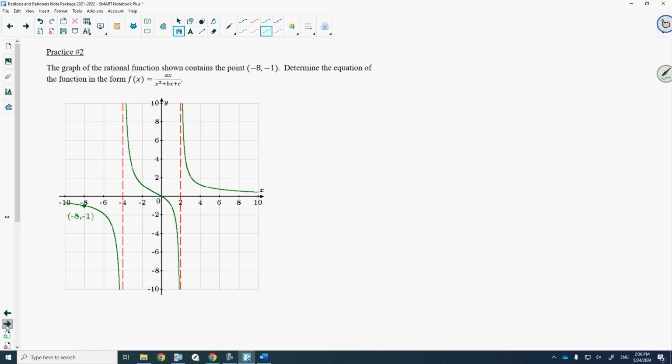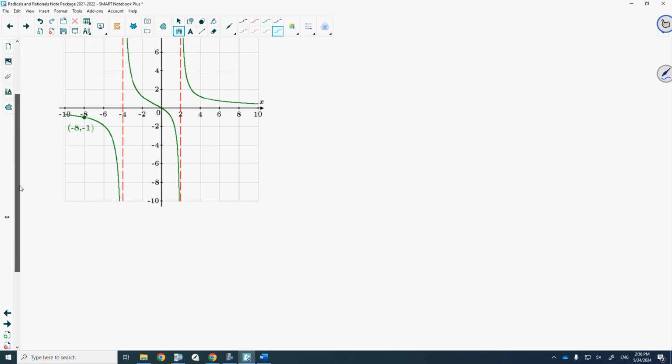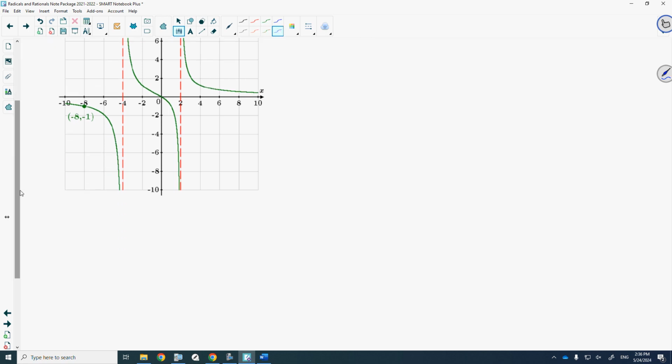Okay, let's do this last question. The graph of a rational function shown contains this point. Determine the equation of the function in this form. Okay, so let's locate our vertical asymptotes. So we have a VA here at x is equal to 2. I know that my denominator is going to have a factor of x minus 2.